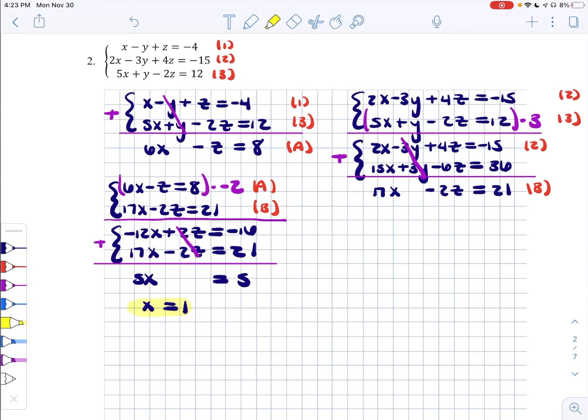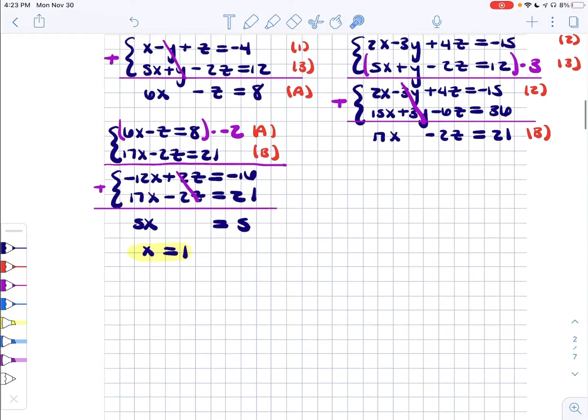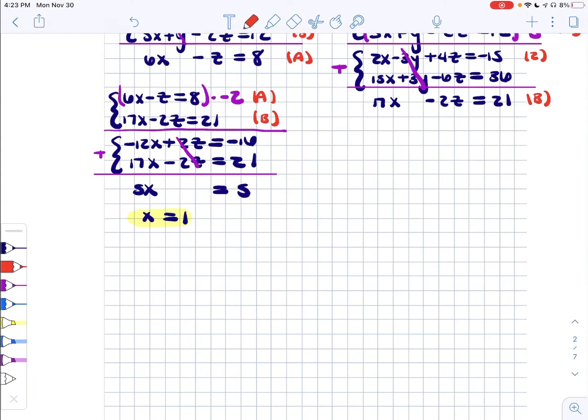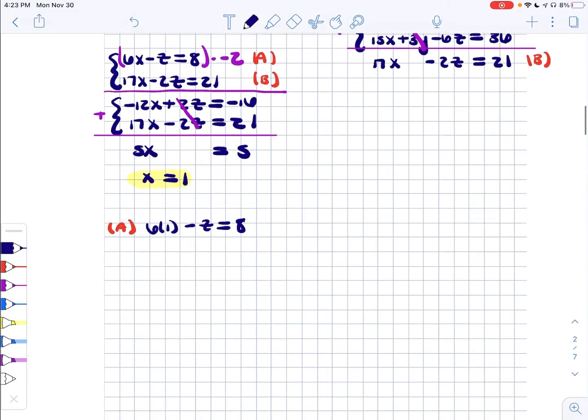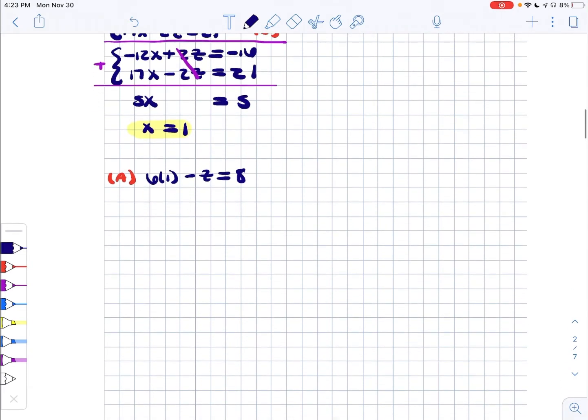All right, once we find the first variable, it's just back substitution from here. So the first step of back substituting is to go back to either equation A or B, plug in our x equals 1, and solve for z. So equation A looks a little bit easier to me, smaller numbers to work with. So we'll have 6 times 1 minus z is equal to 8. And just solving that out, we get 6 minus 8 is equal to z, or z is equal to negative 2.